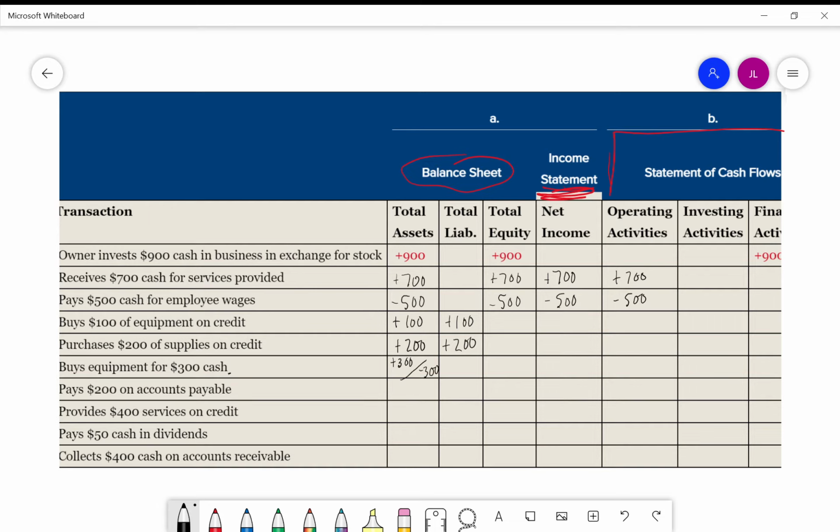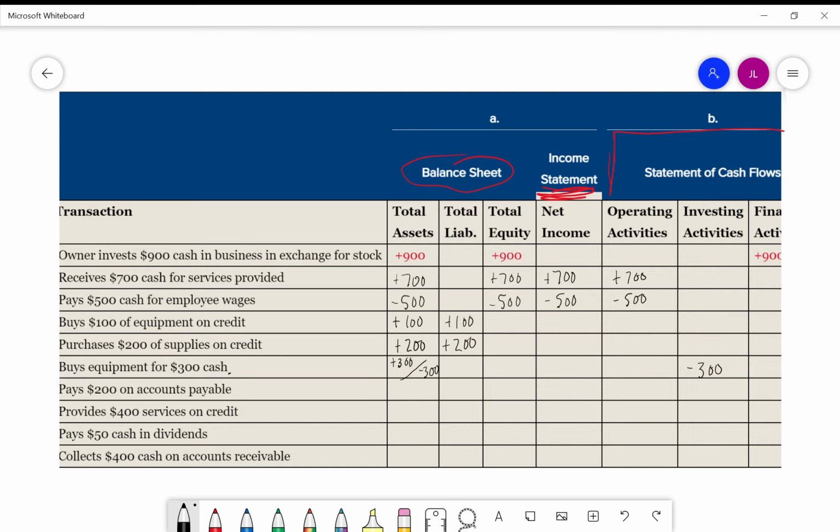And then since we bought this for cash, we have to look at doing something in the statement of cash flows for this. Now, this is equipment that we bought. We paid cash, so it is an investing activity. And since we paid cash and cash went out, it's a negative 300.